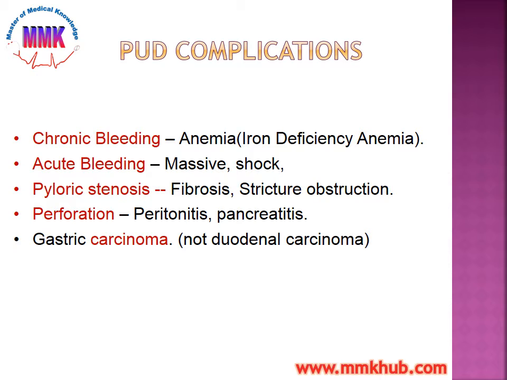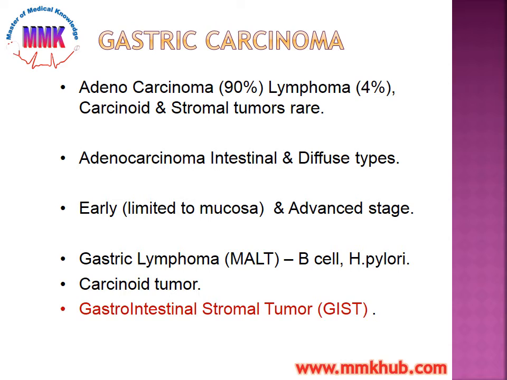There can be perforation, which can lead to peritonitis and pancreatitis if the peptic ulcers are located anteriorly. And finally, there can be gastric carcinoma, which is common in cases of peptic ulcer present in the stomach but not in the duodenal ulcers. Gastric carcinoma. Mostly gastric carcinoma is adenocarcinoma, in about 90% of cases. Rare varieties are lymphoma 4% and carcinoid and stromal tumors.